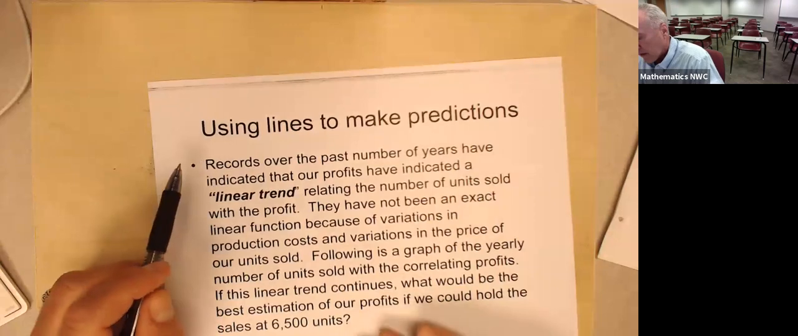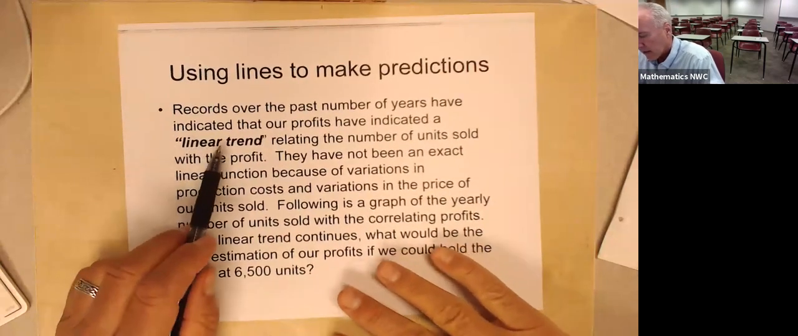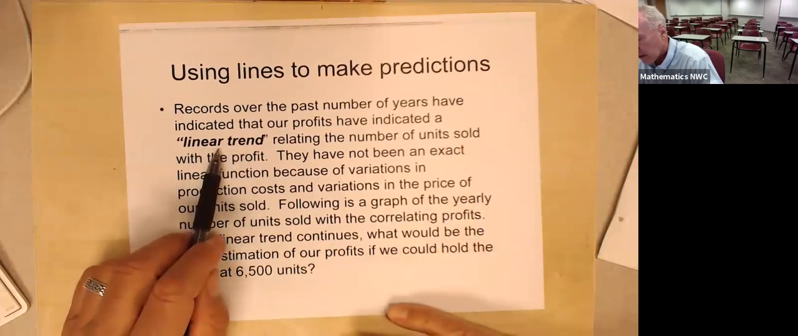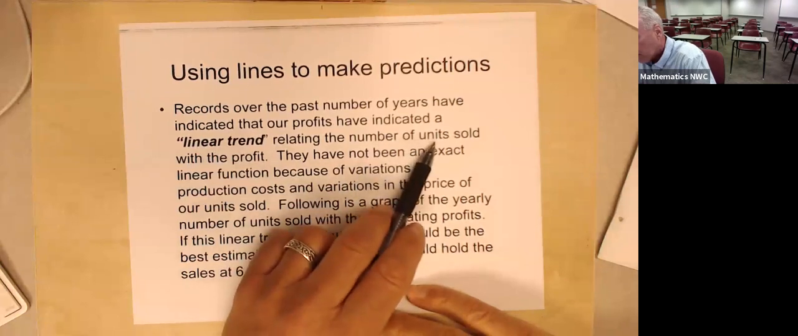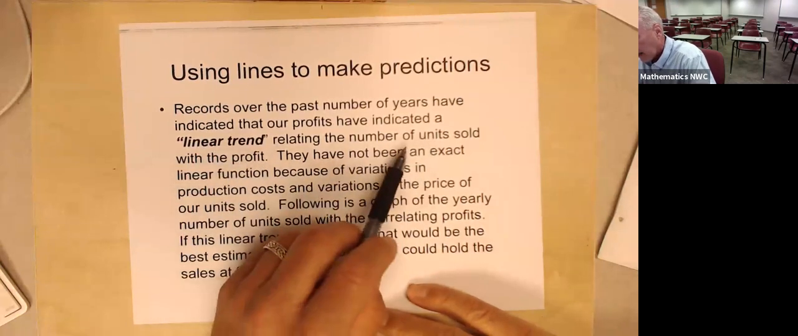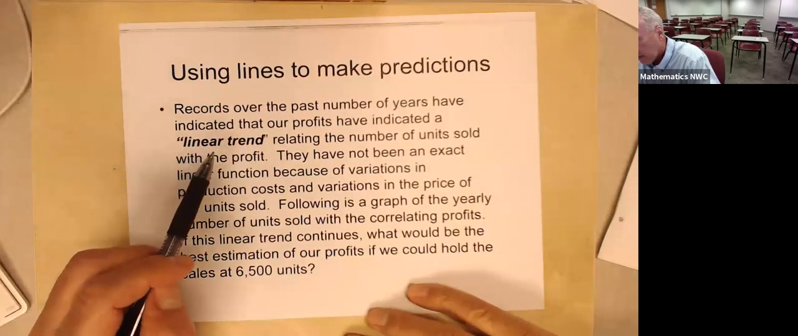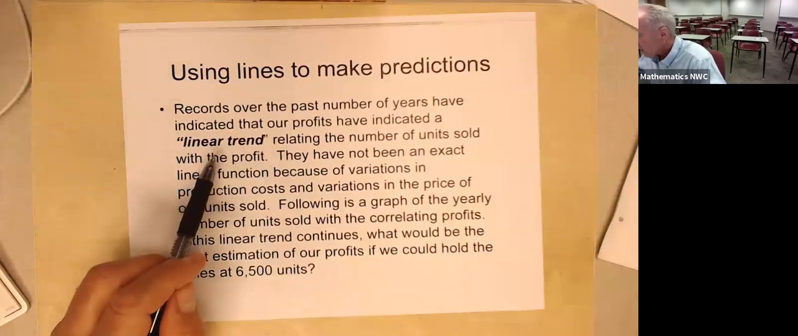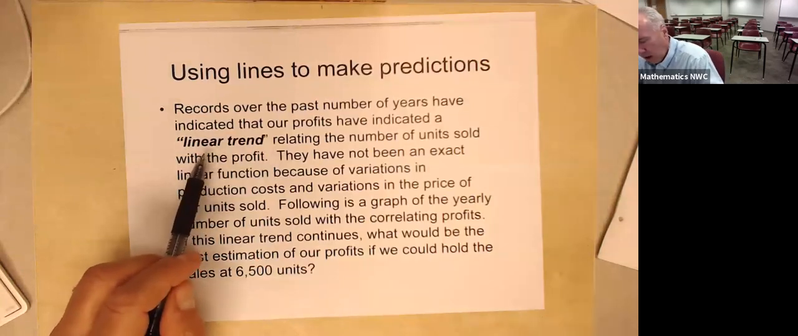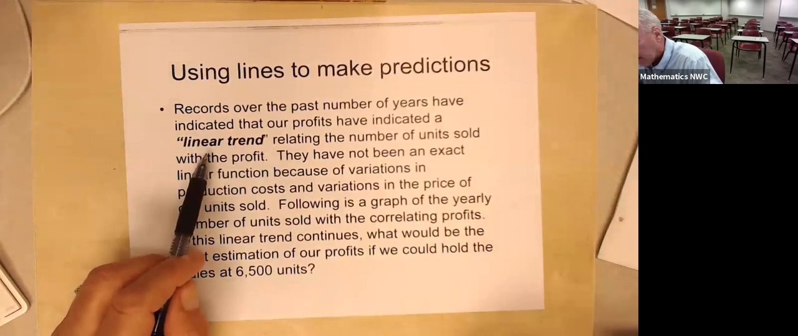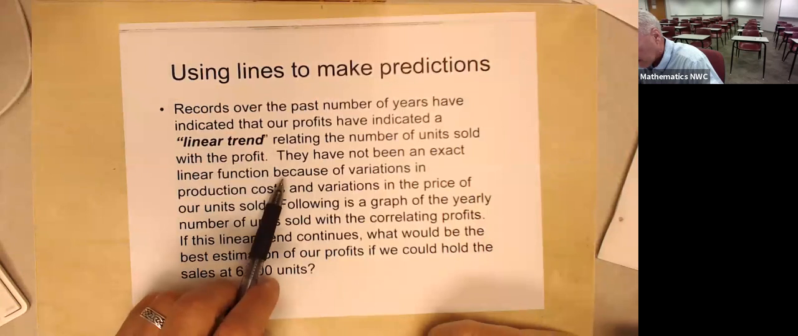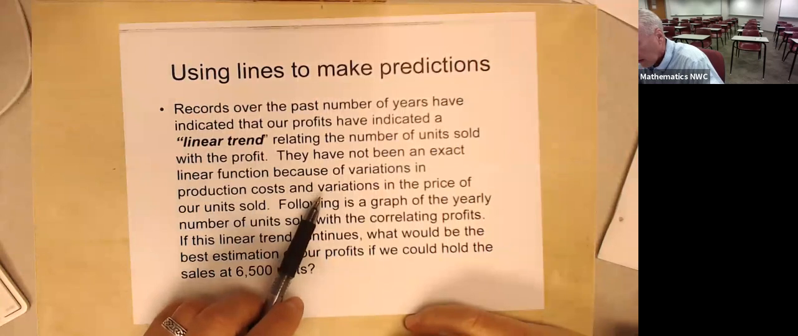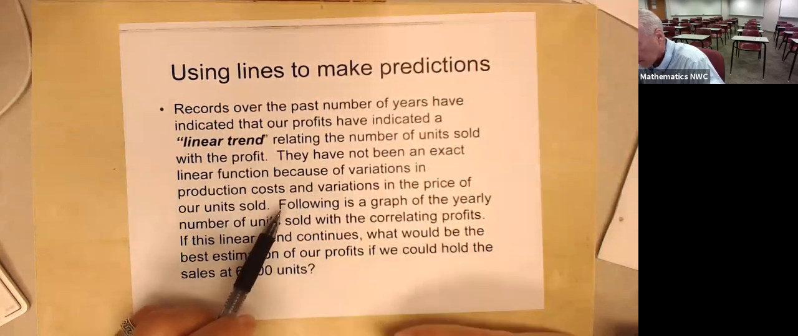Records over the past number of years have indicated that our profits have shown a linear trend. Same phrase. That means I can use that y equals mx plus b, relating the number of units sold with the profit. It's kind of like sales with the profit like we had last time. They have not been an exact linear function. That's why they said linear trend this time. It means all those points didn't make a perfect line. They've not been an exact linear function because sometimes we have different costs that come in for our raw materials. We have different variations on our sales, how much each item is worth.